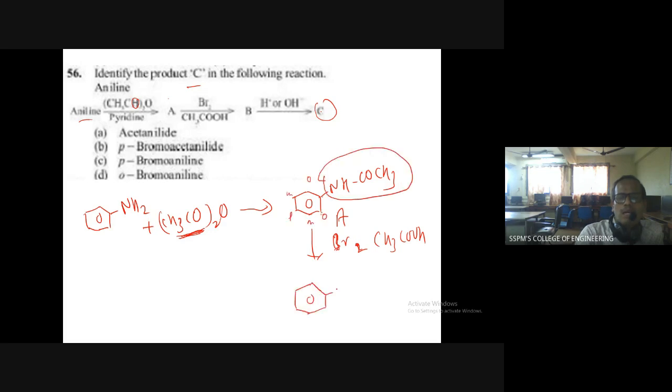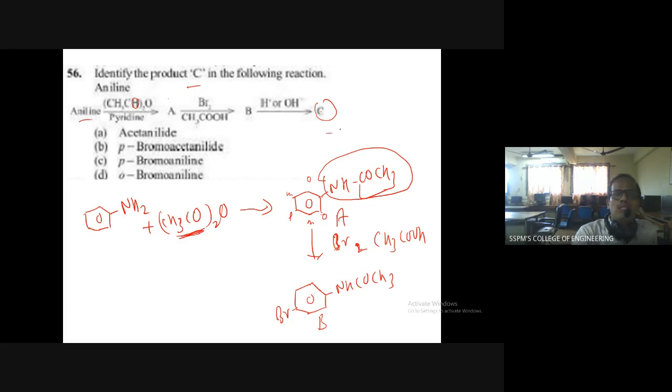NHCOCH3 and para position is this. Here bromine will go and not at the ortho and meta position. Okay, because this NHCOCH3 is para directing. So at para position this will come. So this is product B.